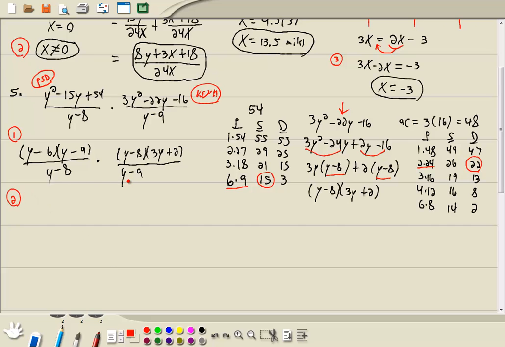Step 2, cancel. Only guideline is one's on top, one's on the bottom of the same. So we got y minus 9 here, we got y minus 9 here. We got y minus 8 here, and we got y minus 8 here. And we're left with y minus 6 times 3y plus 2 over 1, but that 1 can disappear. Typically, though our fraction disappeared completely, typically we don't actually multiply it back through. It's hard to say what the answer would do in this problem. I would take this, or I'd take it if you multiplied it back through.